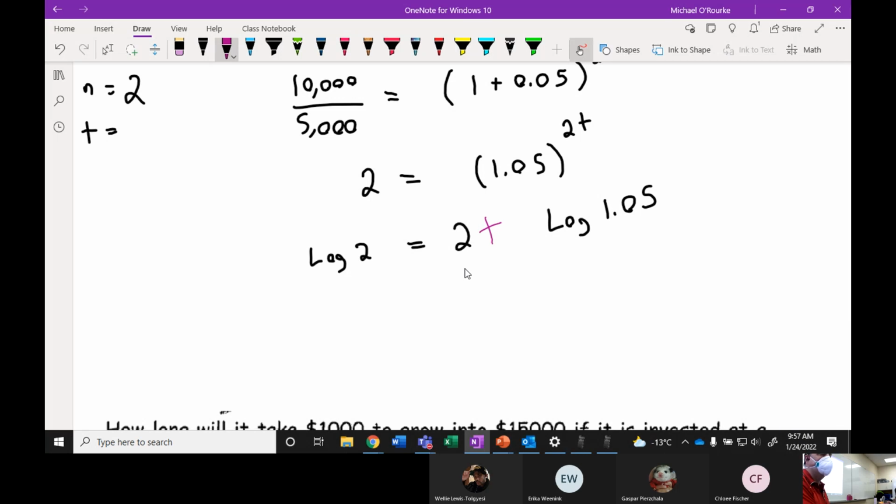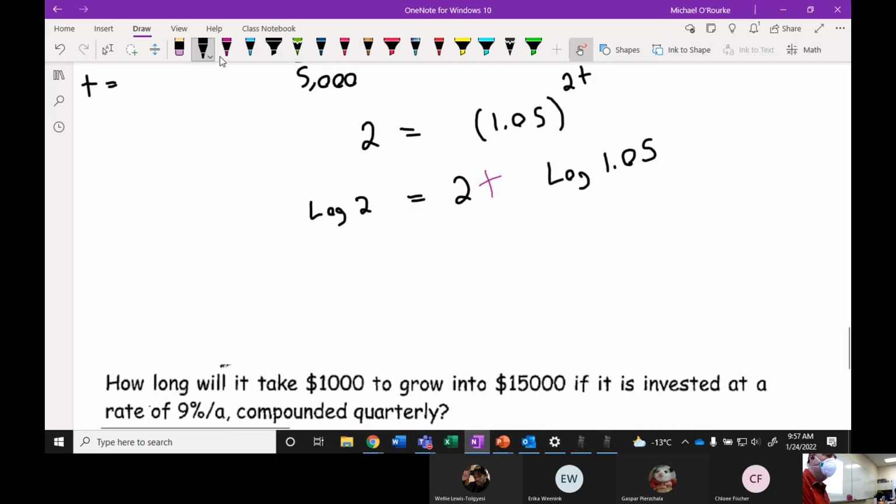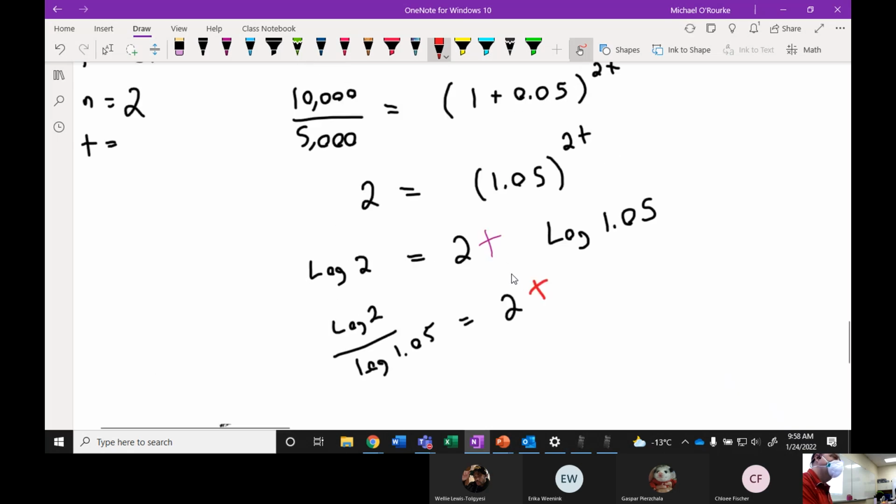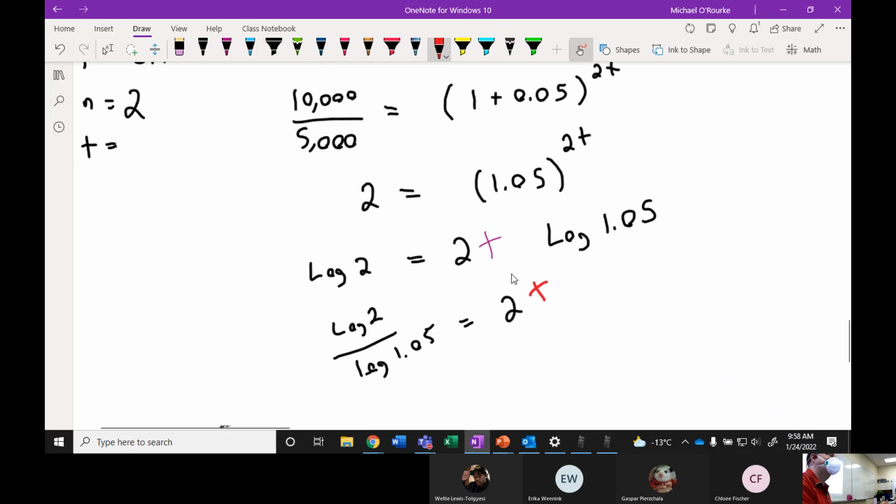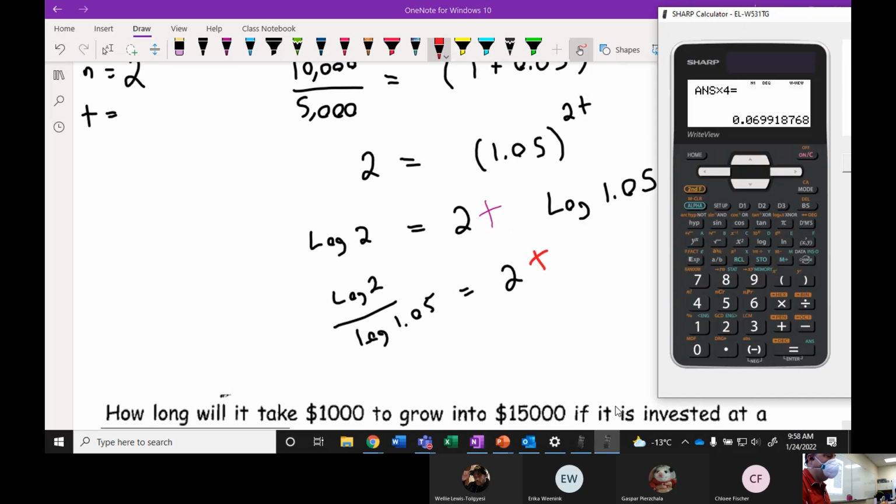Okay, watch. What I would do is this. Bring it over and we divide it. So you're going to go log 2 divided by log 1.05 equals 2T. Right? 10,000 divided by 5,000 is 2. And on your calculator, see where it says log right there? So log 2 divided by log 1.05.